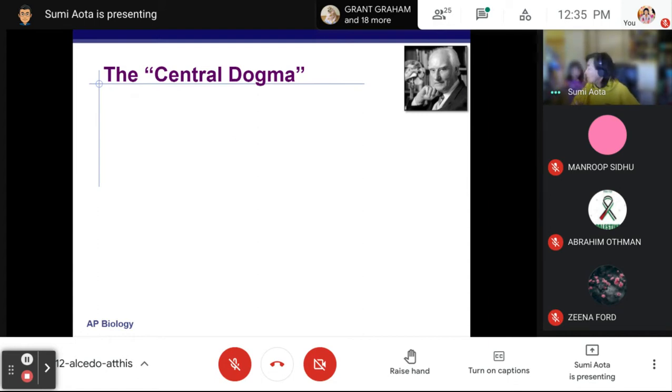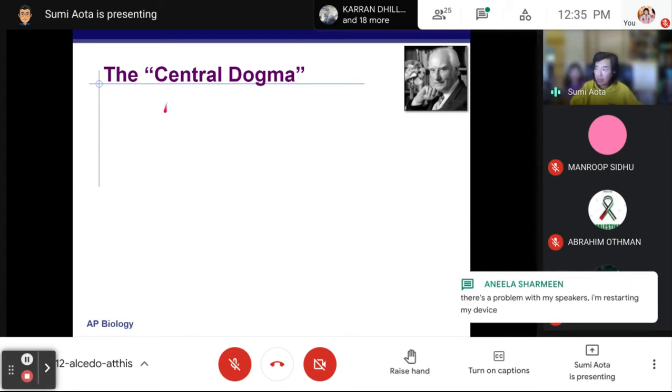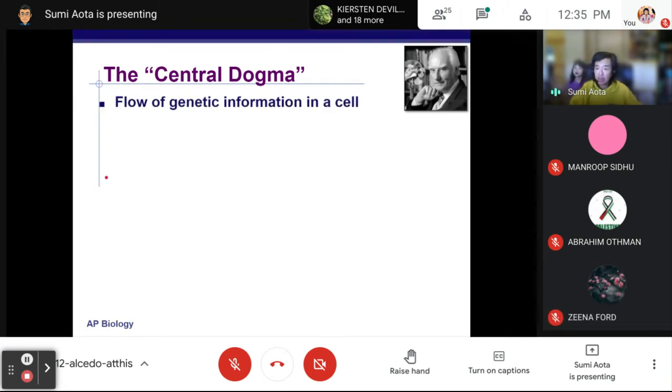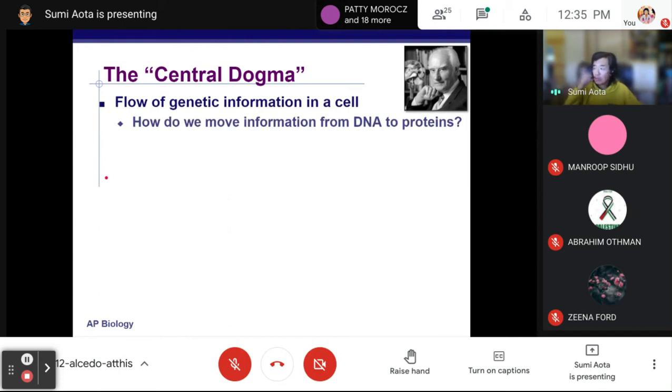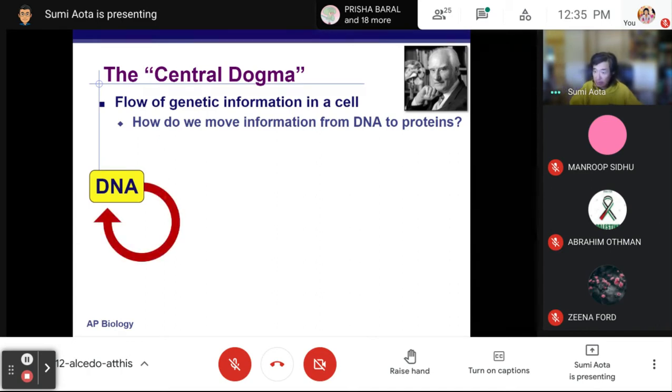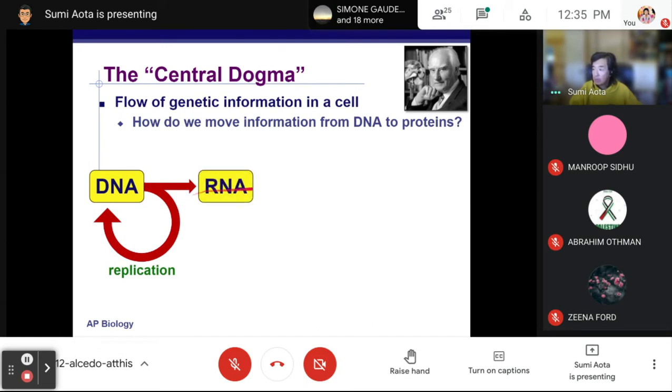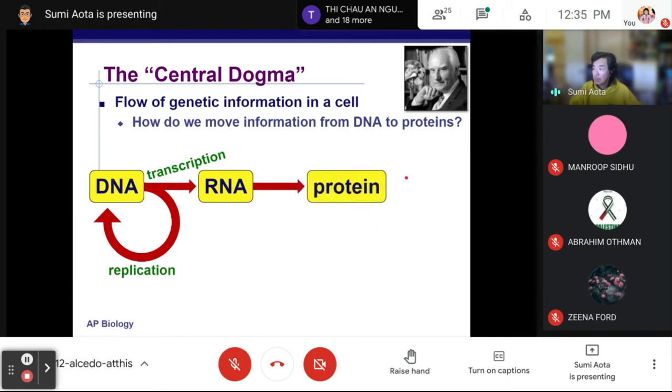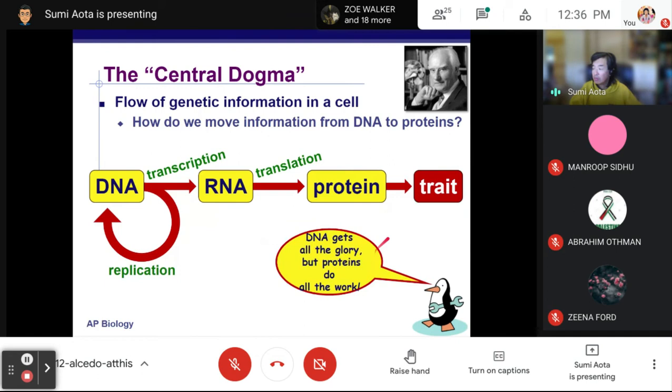after school. Okay, so we have the central dogma right now, which is what Watson and Crick came up with. It's the flow of genetic information in the cell that we've discussed before. So how do we move information from DNA to proteins? You have DNA, and DNA can make copies of itself, which we call replication. Then we can also produce RNA, which is transcription, and then that RNA will be used to make proteins, which is translation. That produces a trait, which is the phenotype.